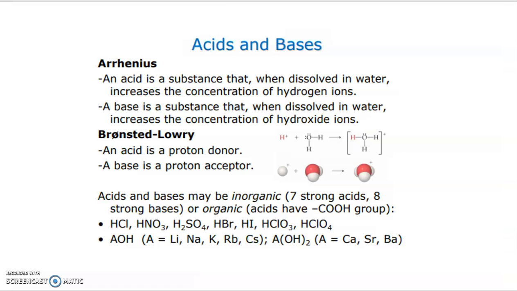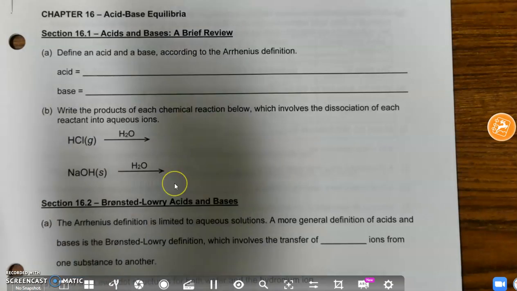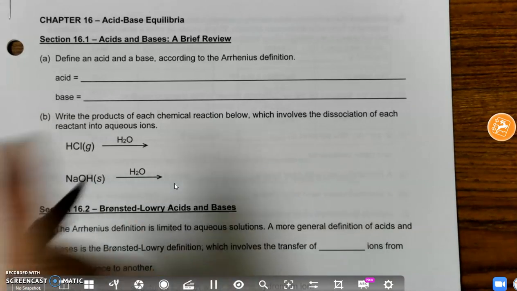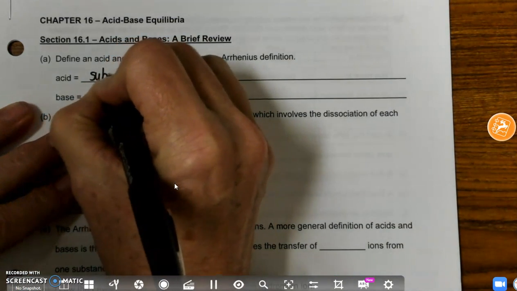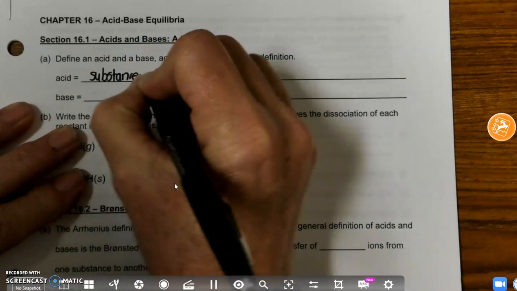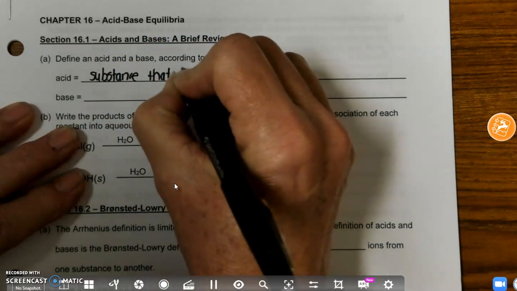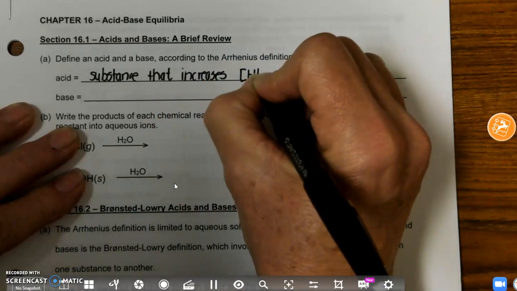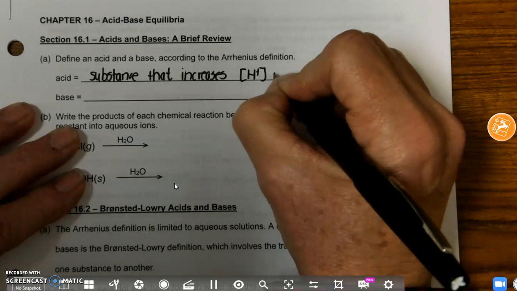Now we've got a couple definitions of acids and bases, and we're going to use these to talk about how acids and bases behave. So let's go to our packet. This is going to be 16.1. An acid is going to be a substance that increases the concentration of hydrogen ion in water.